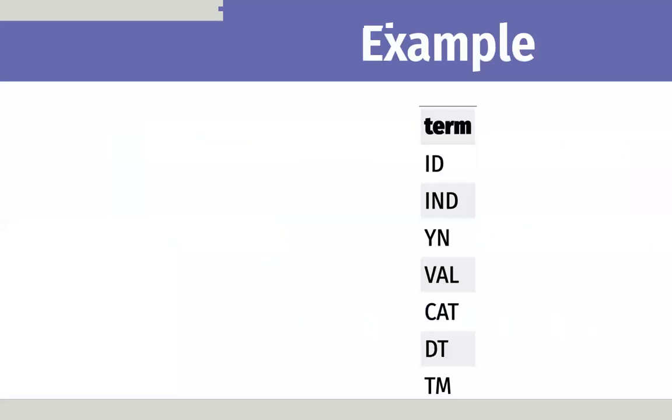I mean setting some terms that have definitions, and these should be somewhat both machine and human readable. They don't need to be long, but they do need to be clear enough for a human to understand what they are. So here are some example terms: ID, IND, YN, val, cat, DT, and TM.